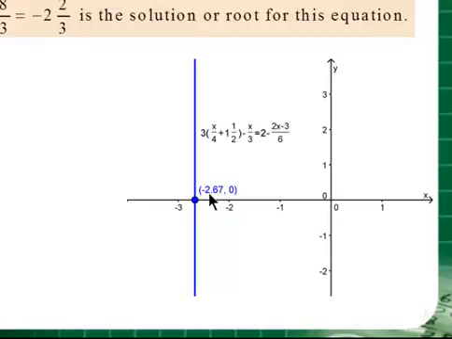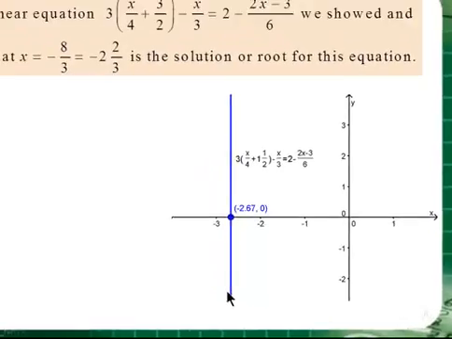Note that we have written this particular minus 2 and 2/3 accurate to 2 decimal places, as can be seen on the screen. Now, this then represents the solution for the particular linear equation. That is, where x is equal to minus 8 over 3, a vertical line as indicated.